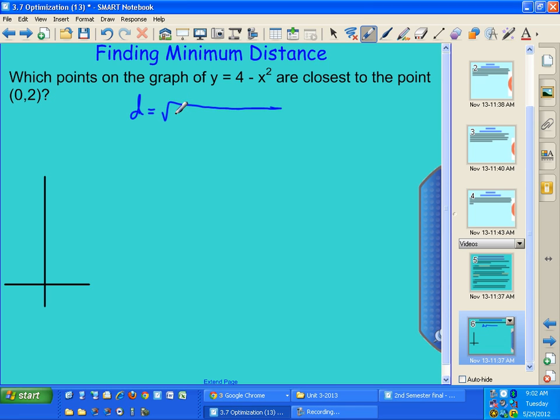So that means it's x minus x1 squared plus y minus y1 squared. That's my distance formula, and just by reading this, I know what's happening. Now let's do a quick little graph of this. Remember that this is up 4 and an upside down parabola, so something like this. And I'm dealing with the point 0, 2, which is this point here. I want to find the minimum distance to get to a point on my graph.